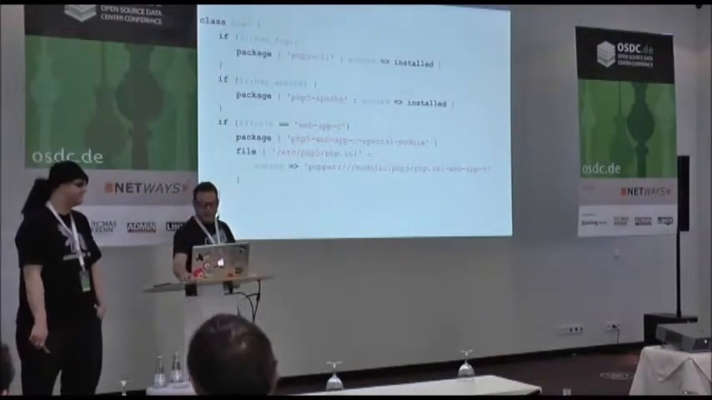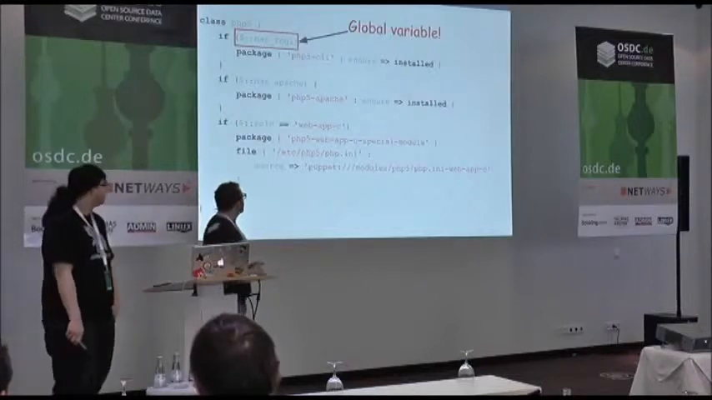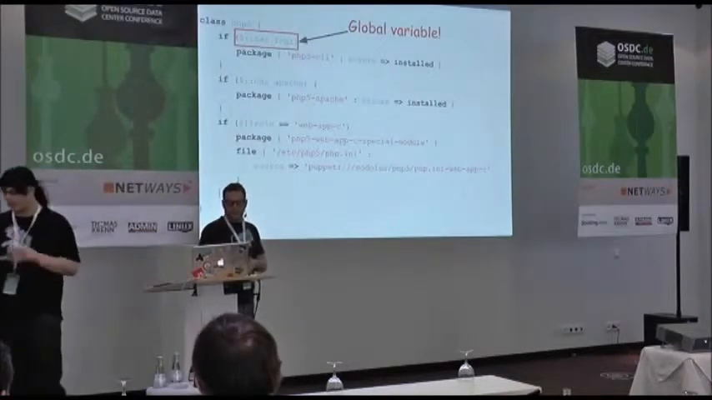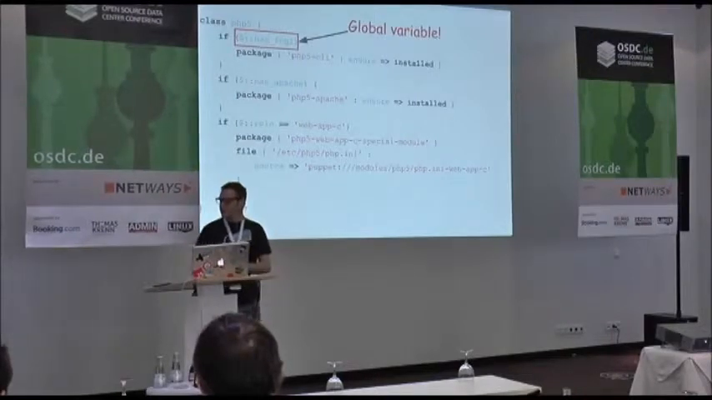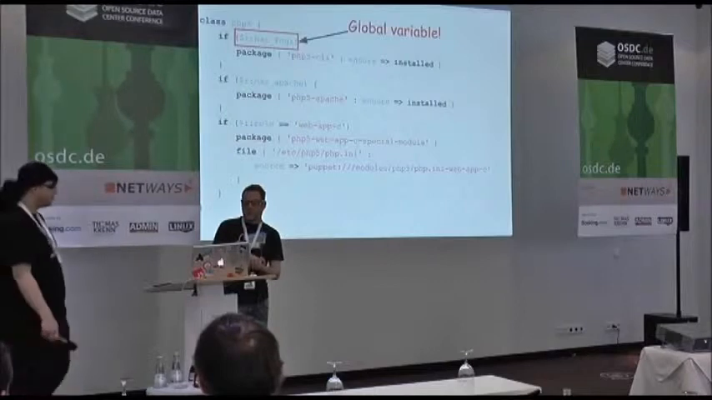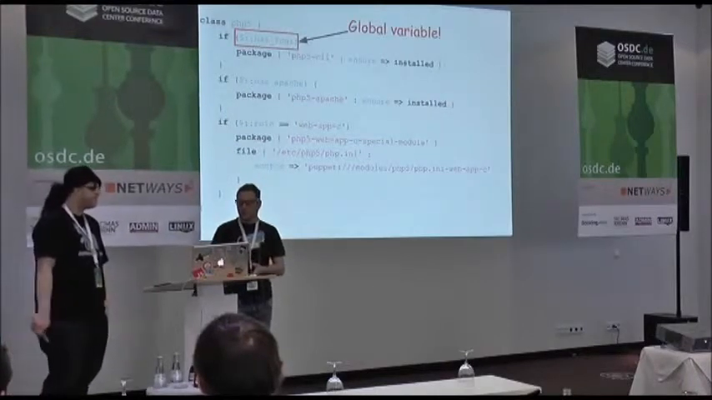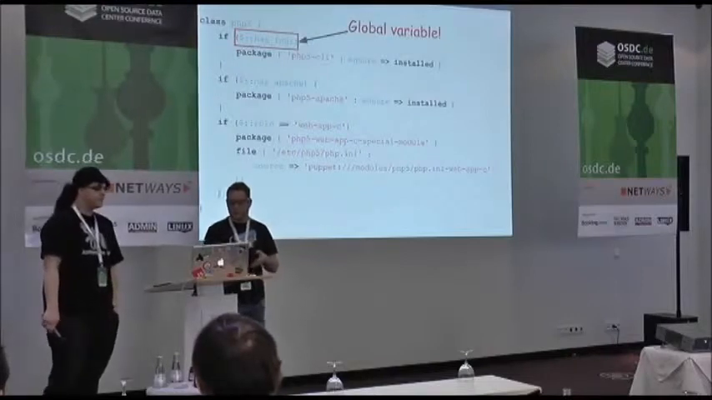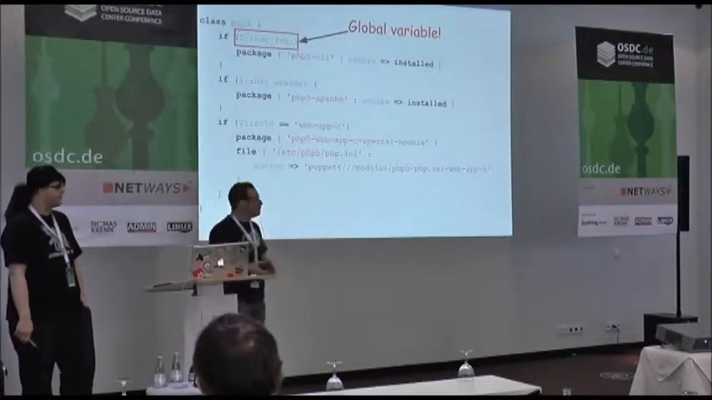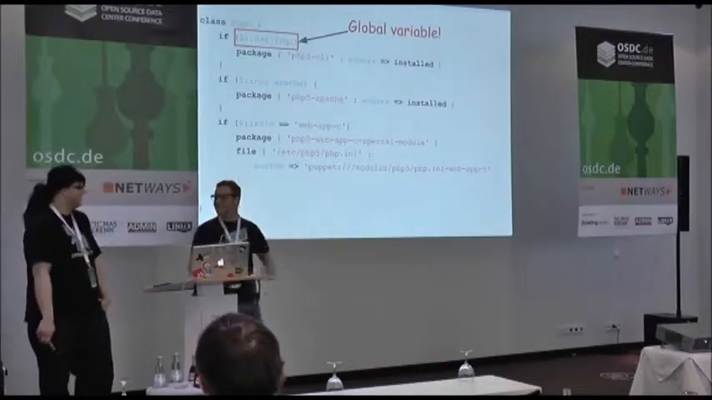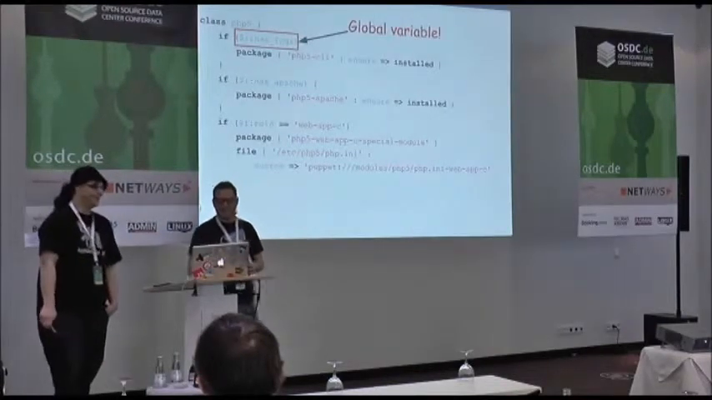The first thing is global state. We have a global variable here, and the problem of global variables is always that you lose reusability and testability, and you get pollution of global namespaces. Just imagine there is another class which also has FastCGI, and they are battling over who is the winner of has FastCGI.